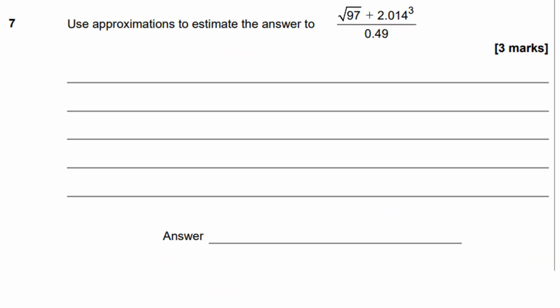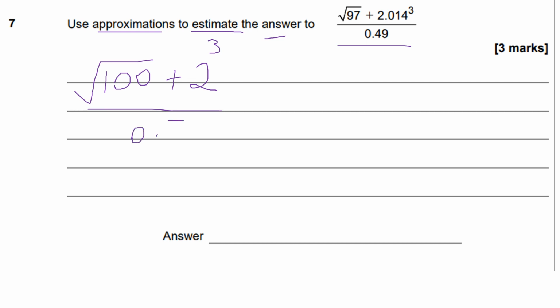Question number 7, use approximations to estimate the answer to this sum. So if you see the word estimate, think of rounding to one significant figure. So that's going to be the square root of 100. 97 here goes to 100 to one significant figure. 2.014 cubed here is going to go to 2 cubed. And then 0.49 here is going to go to 0.5.